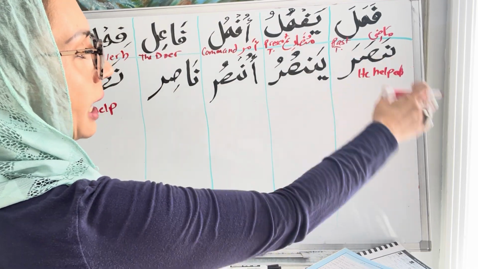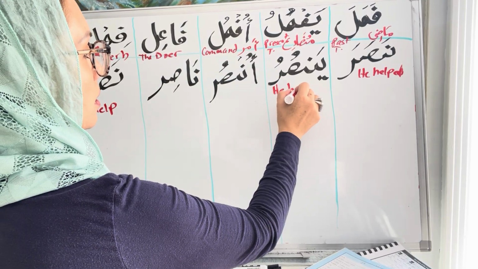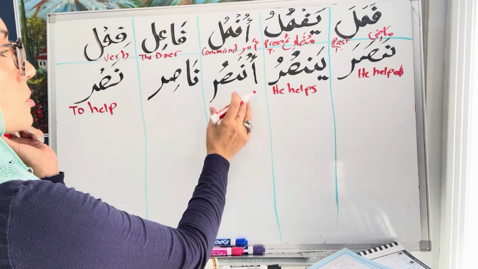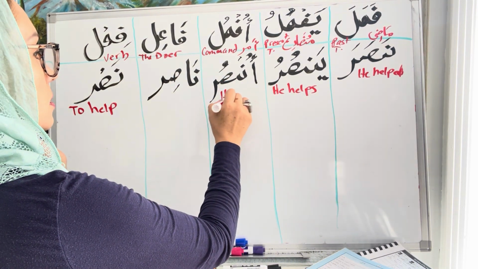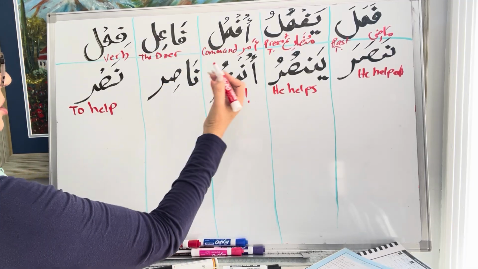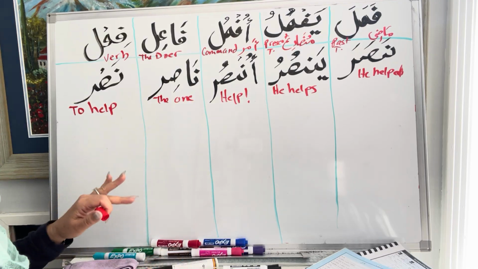So nasara means he helped. Yansuru, he helps. All right, so unsur, this is the command. So it tells whoever, it says help. Nasir is the one who's actually doing the helping. The one who is doing.